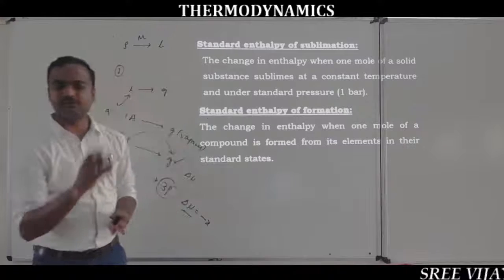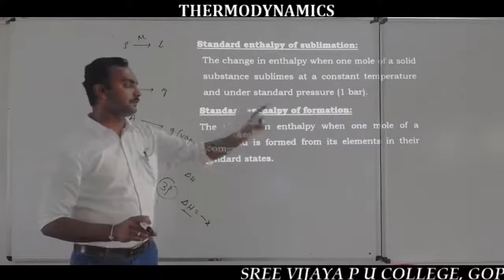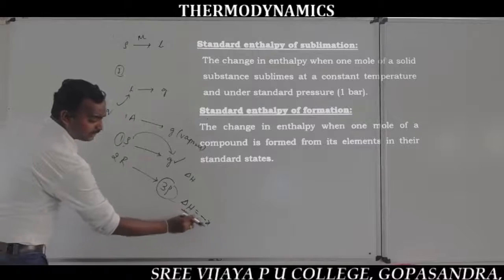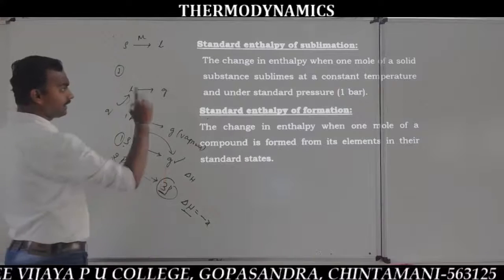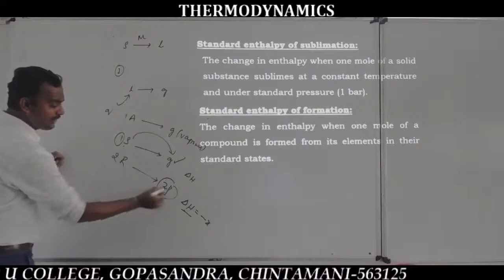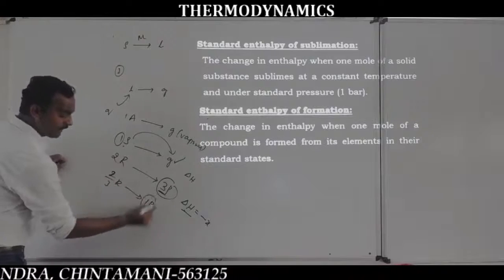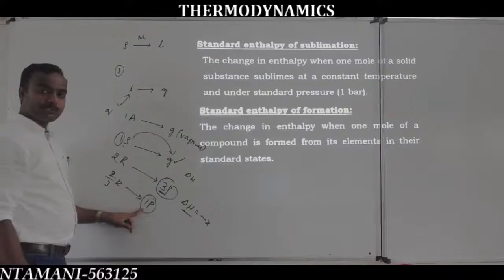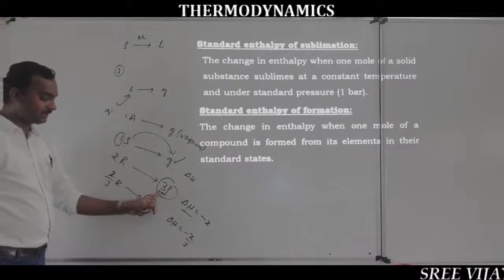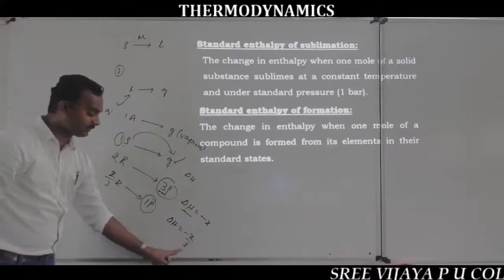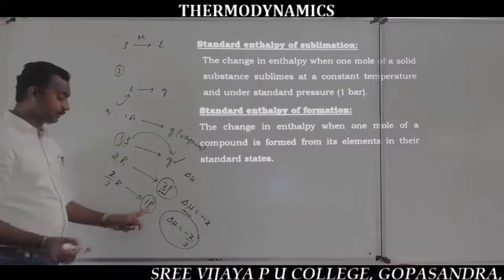Whichever you take, standard vaporization, sublimation or formation, it is for 1 mole. So delta H is equal to minus x, that much energy is liberated for the formation of 3 moles. For 1 mole, 2/3 R is converted into 1P. Since it was 3 moles here and we want 1 mole, delta H is equal to minus x divided by 3. This is called the enthalpy change of formation of the product P.